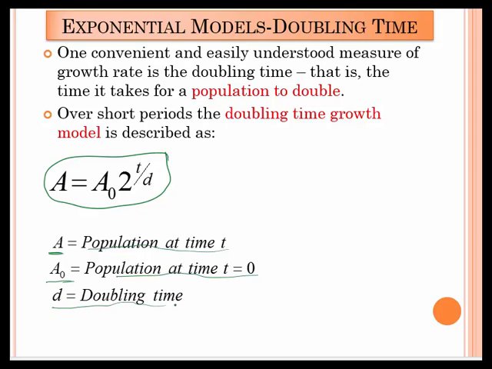D is your doubling time, and then T right here, this T stands for your time. So it might be time in days, it might be time in years, it might be time in minutes. It depends on what the problem deals with. So let's take a look at our first example of a population doubling.